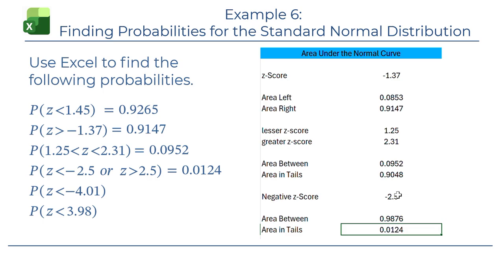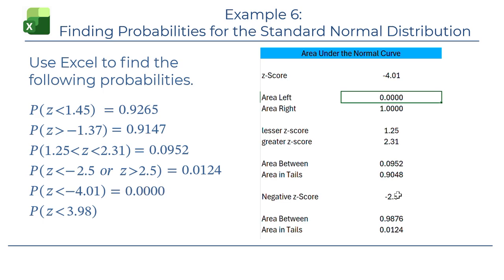Finally, we have z is less than negative 4.01, so that's way back up at the top, negative 4.01. We can see the area to the left is approximately 0. This makes sense because most of our data is going to occur within 3 standard deviations to the right or left. Similarly, if I put in 3.98, I can see that the area less than that is approximately 1, which means most of the standard normal curve would be shaded.